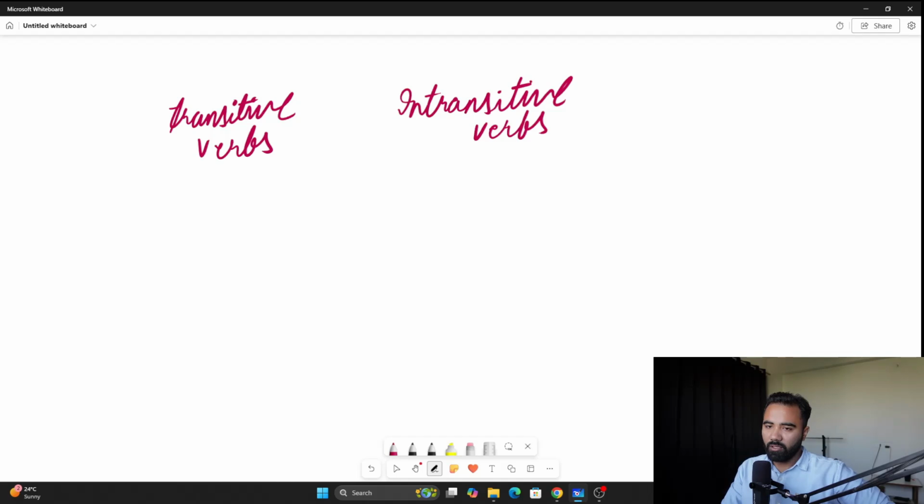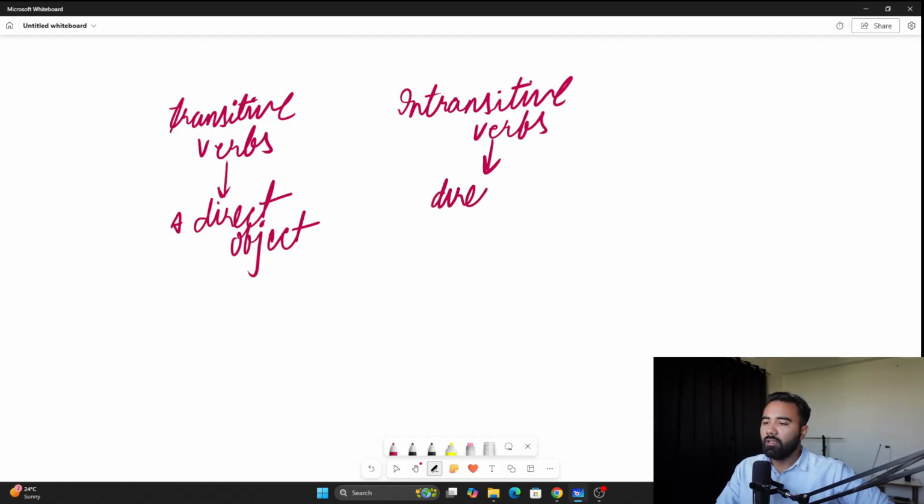Transitive, the first one in the first category, the transitive verbs, they only have a direct object. Now intransitive verbs, they have direct plus indirect object.